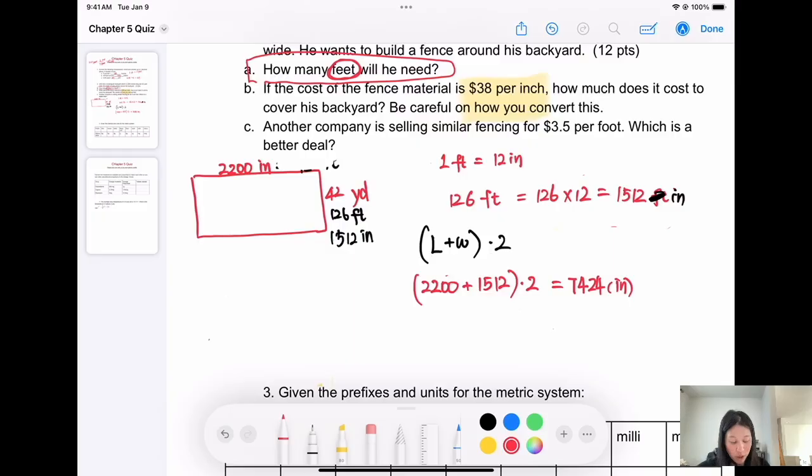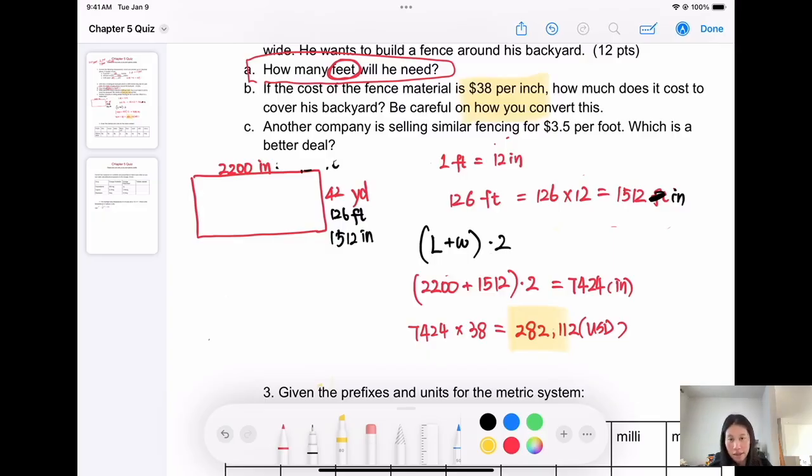Now the next thing is we need to know the cost. We know that each inch costs $13.8. So that means we have 7,424 inches times 13.8 equals 28,000. No, actually it's $282,112. Wow, that's very expensive for a fence. So that would be part B. Your answer should be this.